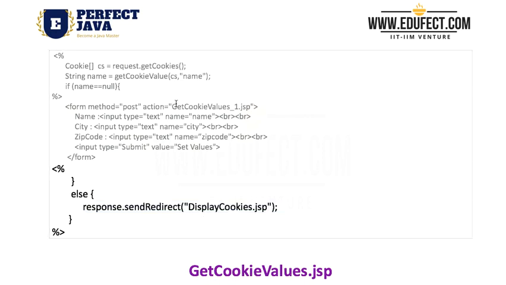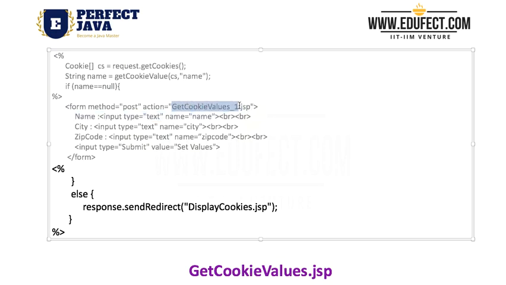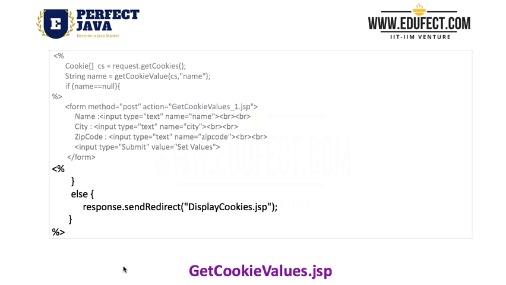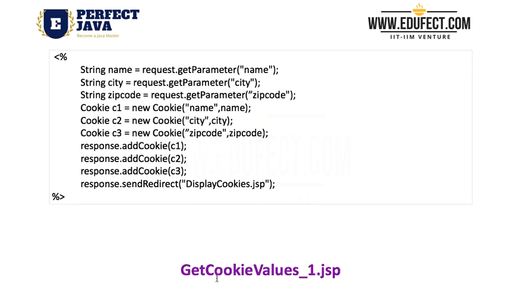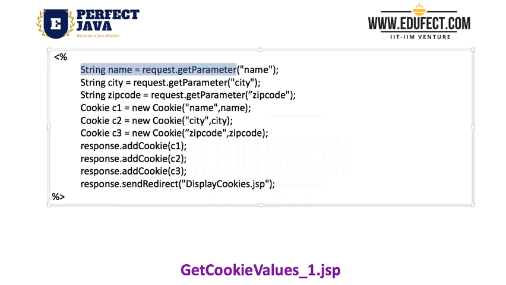Now here in the form we are doing an action, so we're posting it to get cookie values underscore 1.jsp. So let us see what we do there. So this is get cookie values underscore 1.jsp, which we had defined in that form. So what are we doing in this page? From the request.getParameter, we take the three input values and store them in strings. Then we are creating cookies.